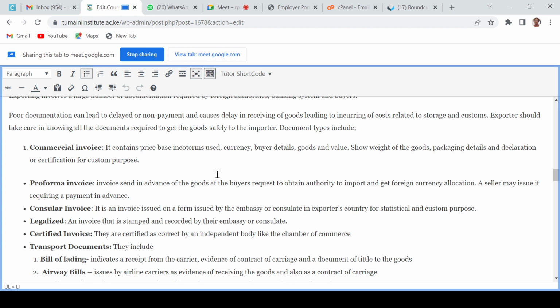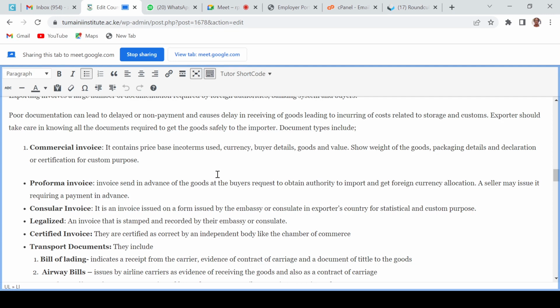So if you have ever imported something, it comes with this commercial invoice. It is the one that the customs department will use to calculate the costs, how much you're going to pay in terms of duty, in terms of excise duty.